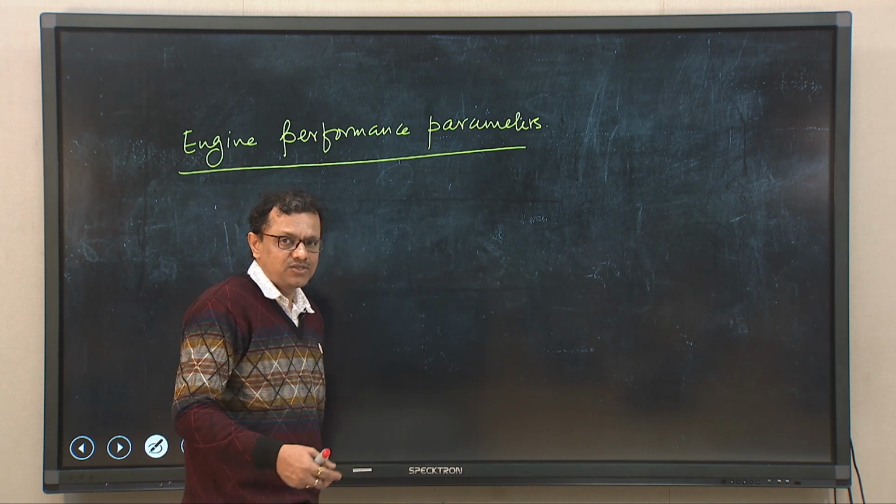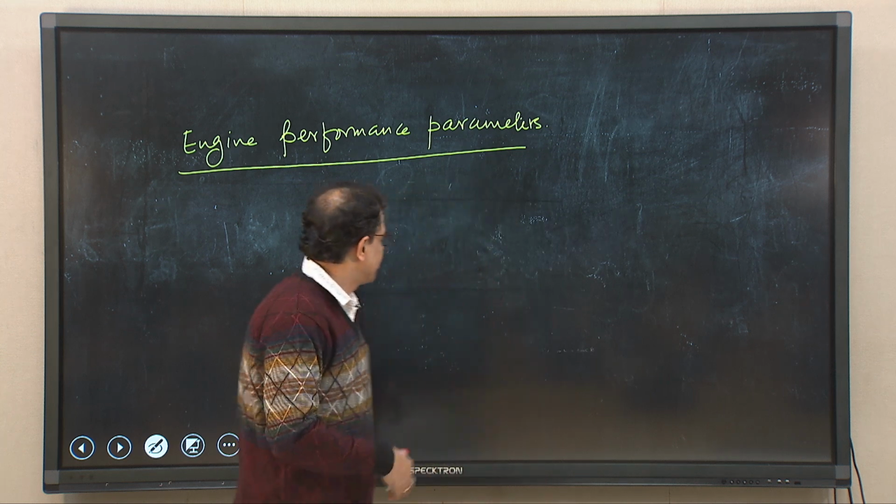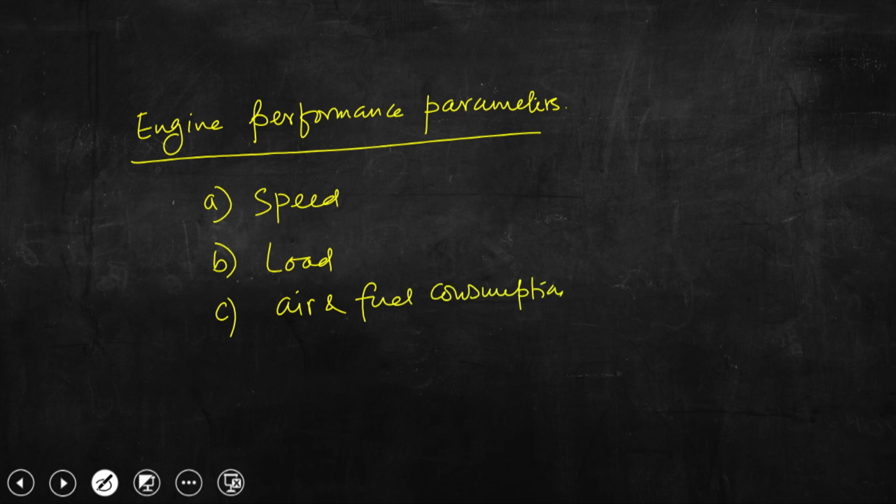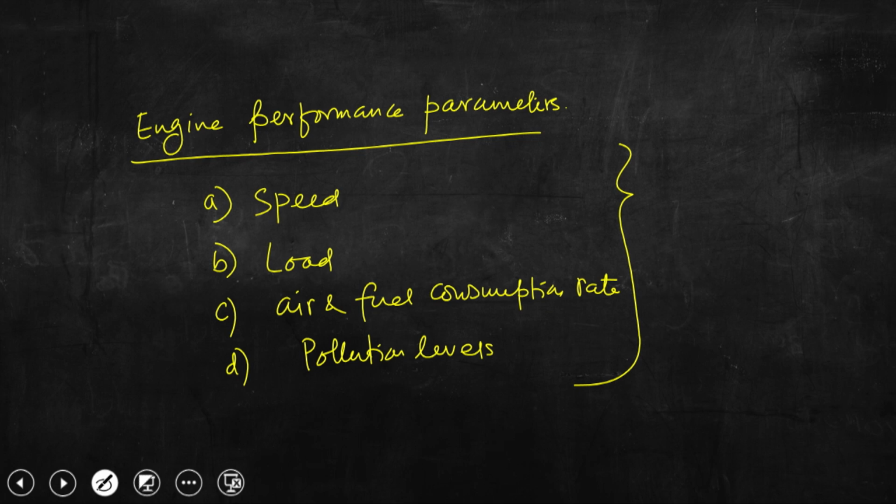Now, there are a few parameters which are used to measure the engine performance, and those parameters are basically speed, load, air and fuel consumption, then finally fuel consumption rate I should say, and finally the pollution level. Knowing all these quantities we can tell something about engine performance. So, what we need to do? We need to know the measurement technique of all these quantities essentially to certify the performance of an engine.